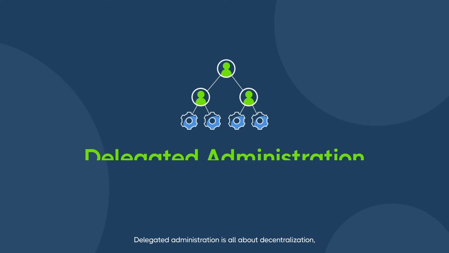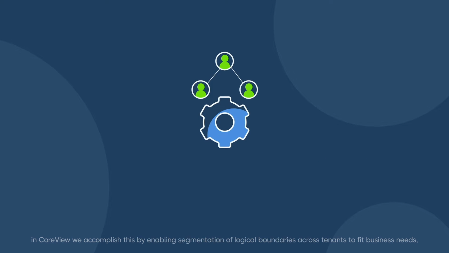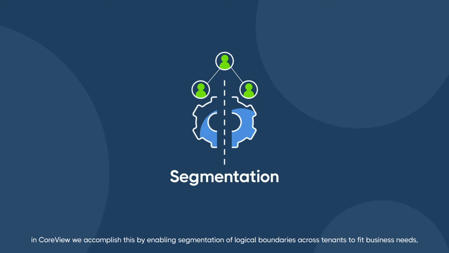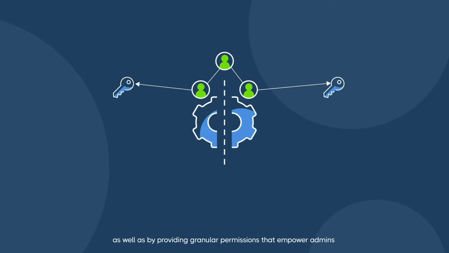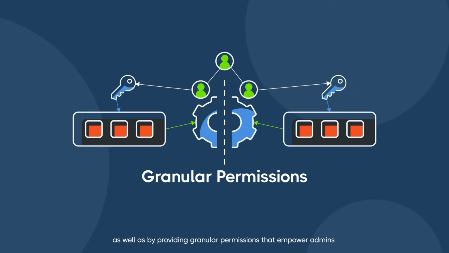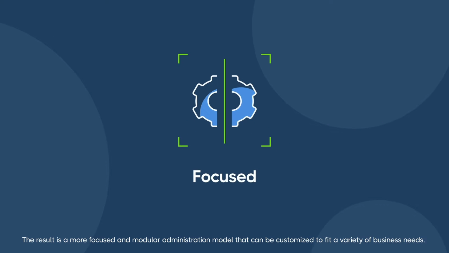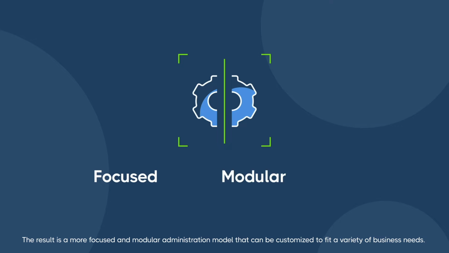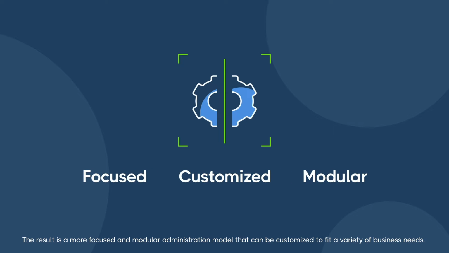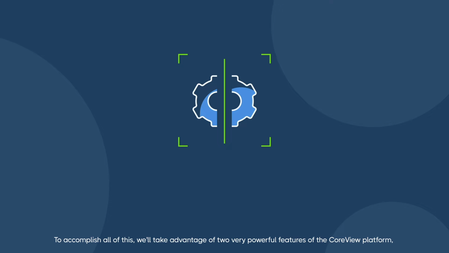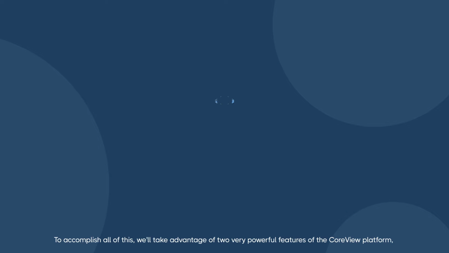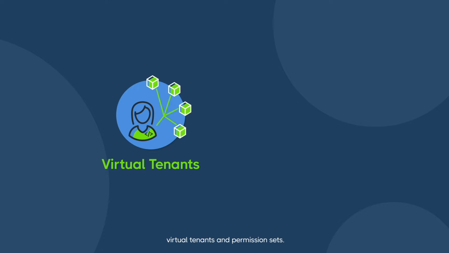Delegated administration is all about decentralization. In CoreView, we accomplish this by enabling segmentation of logical boundaries across tenants to fit business needs, as well as by providing granular permissions that empower admins to take only those actions that they have specific administrative responsibility for. The result is a more focused and modular administration model that can be customized to fit a variety of business needs. In order to accomplish all of this, we'll take advantage of two very powerful features of the CoreView platform: virtual tenants and permission sets.